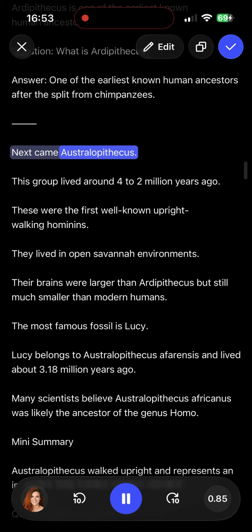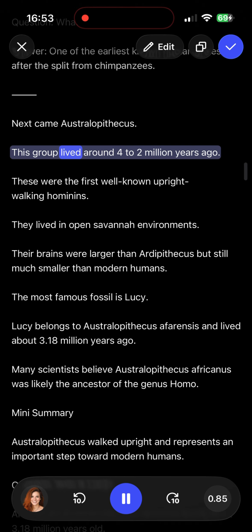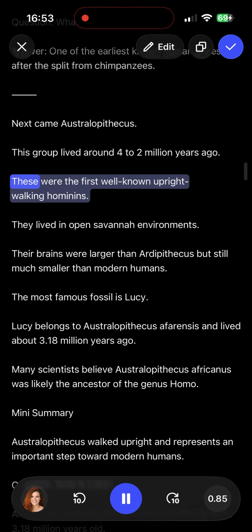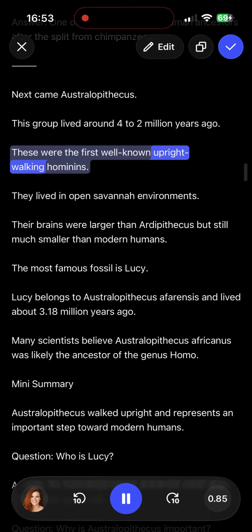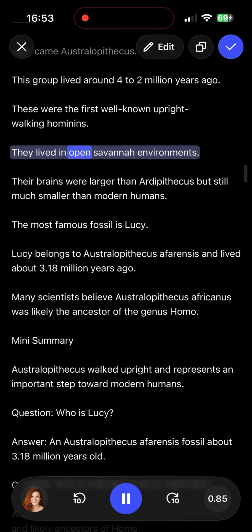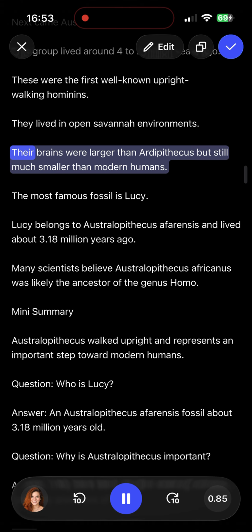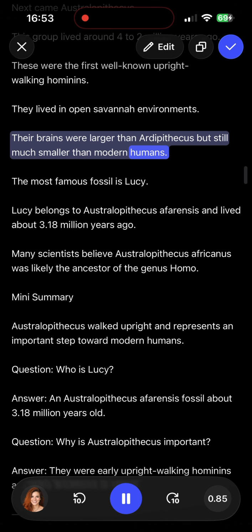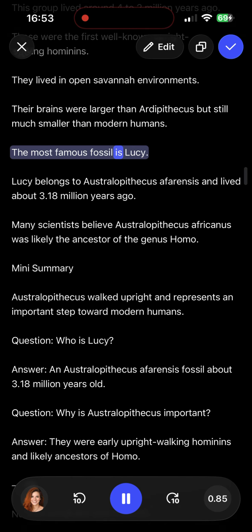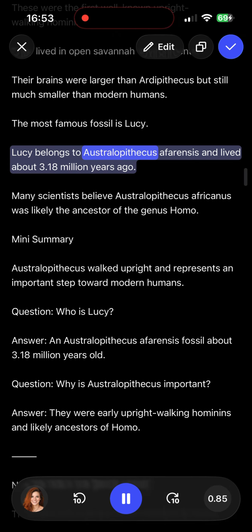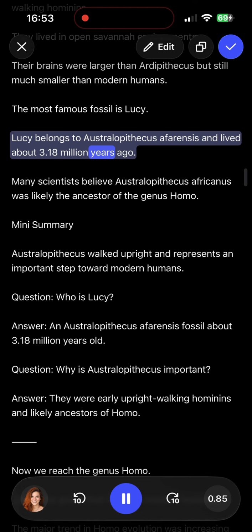Next came Australopithecus. This group lived around 4 to 2 million years ago. These were the first well-known upright walking hominins. They lived in open savanna environments. Their brains were larger than Ardipithecus, but still much smaller than modern humans. The most famous fossil is Lucy. Lucy belongs to Australopithecus afarensis and lived about 3.18 million years ago.